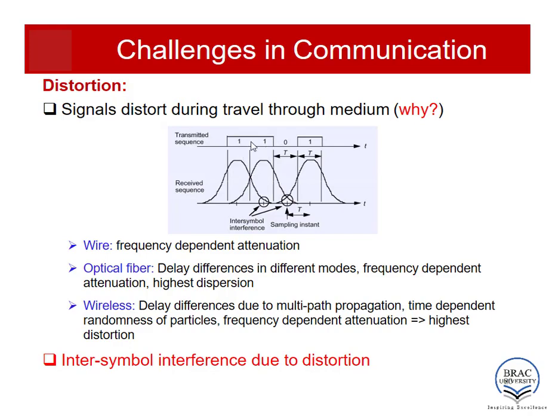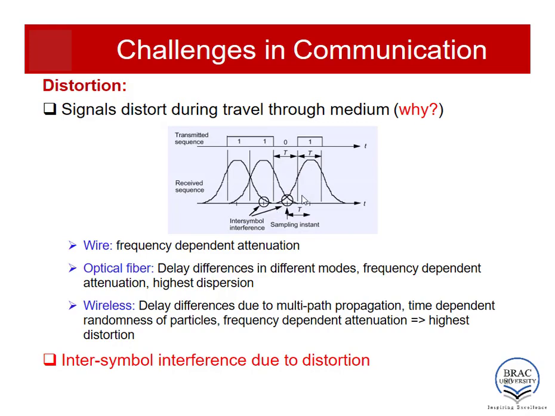This is not a problem if the sequence is 1, 1, but let's say in this time frame, in this t time frame, we are expected to get a 0 value. But due to the inter-symbol interference, we can see that some portion of this symbol 1, we are actually receiving in this time frame. Also some portion of this symbol we are receiving in this time frame.